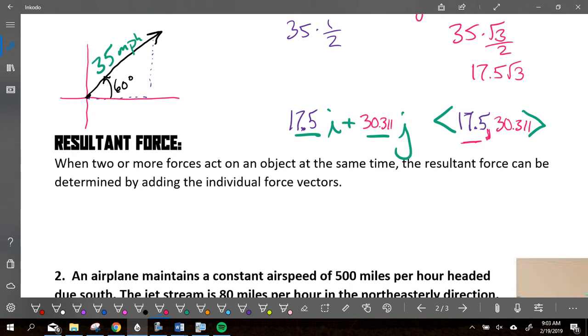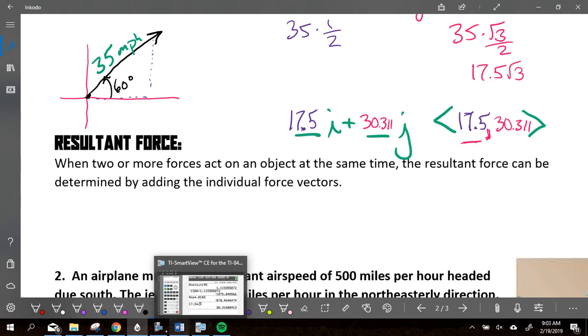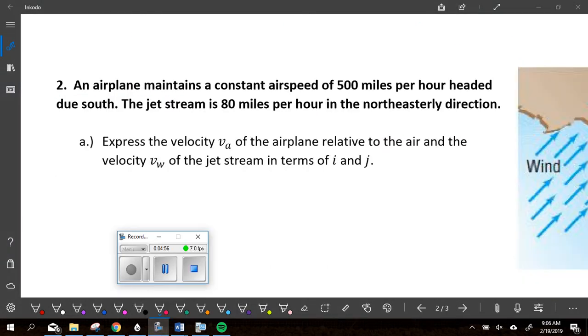Resultant force is a physics concept. It says when two or more forces act on an object at the same time, the resultant force can be determined by adding the individual force vectors. Or in other words, if you have two forces acting on an object, if you add those two vectors together, it will tell you the new path of the object.